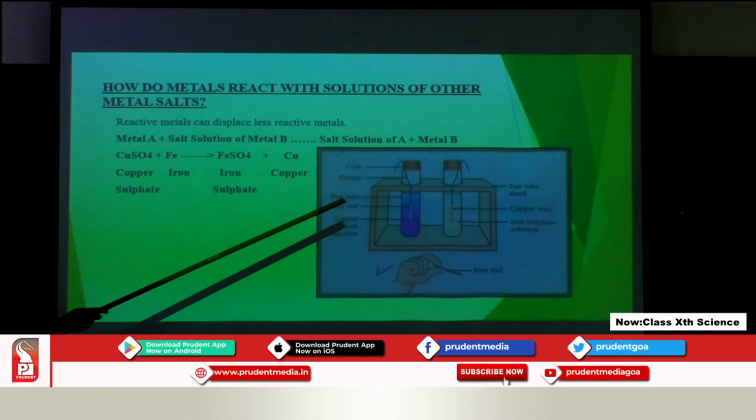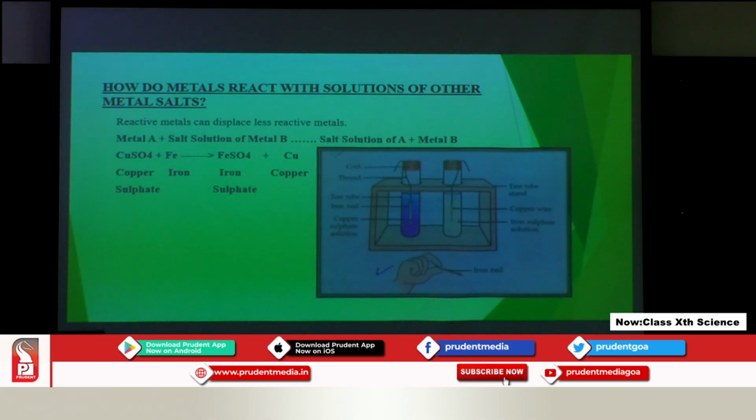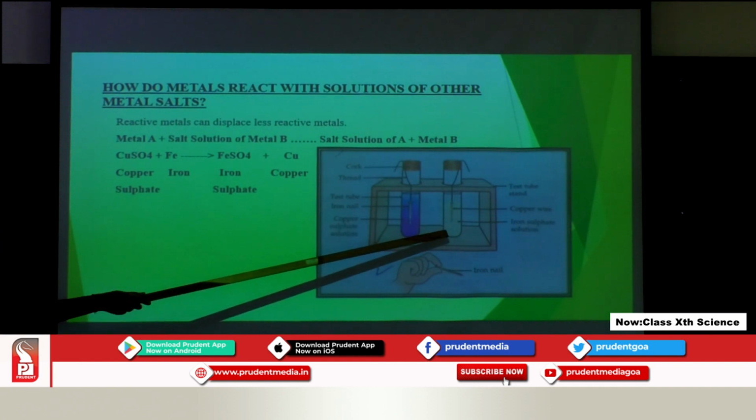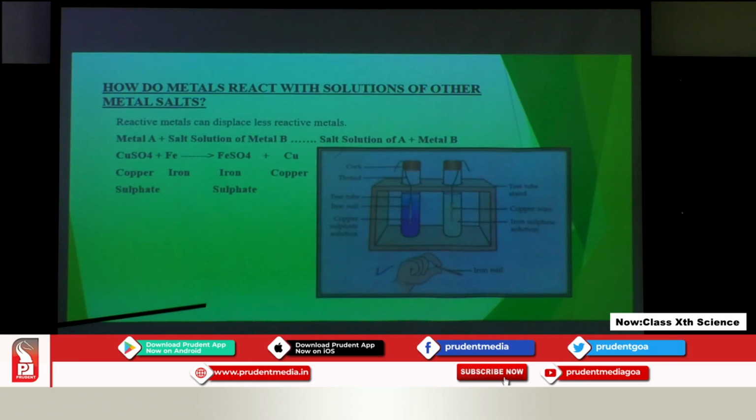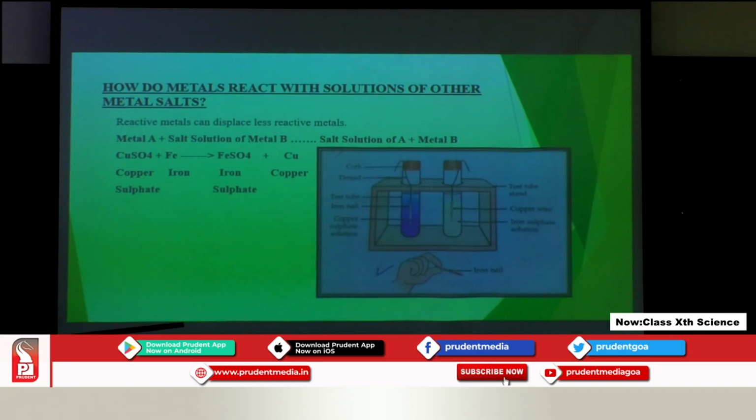Okay. So, why is it fading? It is because the iron is taking the place of the copper, and we are getting formation of iron sulphate here in this test tube. But in the second test tube we can see that there is no reaction. It is because copper is less reactive. It will not displace iron from the solution. So, here no reaction is taking place.